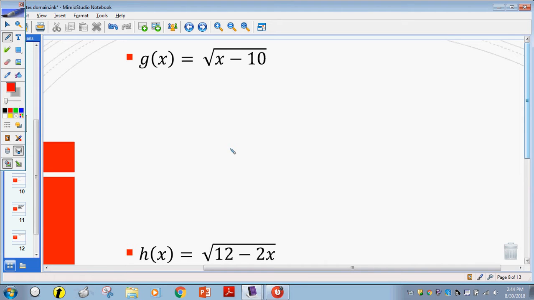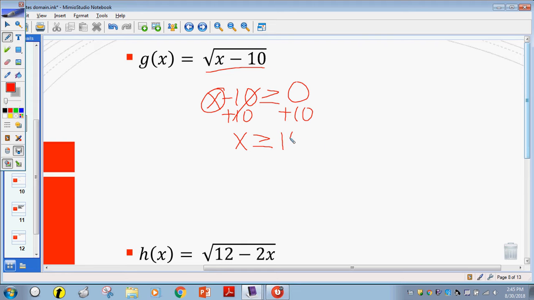So step one is I take whatever is underneath the square root, and I make it greater than or equal to 0. So I have x minus 10 is greater than or equal to 0. Step 2 is I'm going to solve for x. So my security is a negative 10. I'm going to knock it out. I'm going to add 10. So what I do to one side, I do to the other, and I get x is greater than or equal to 10. That is my inequality answer, right?